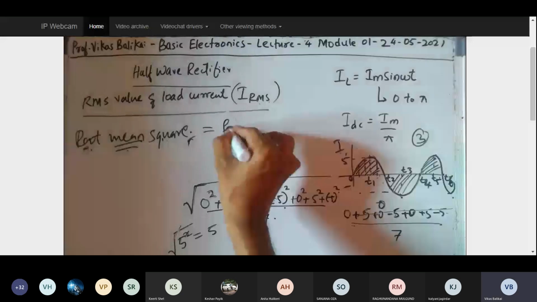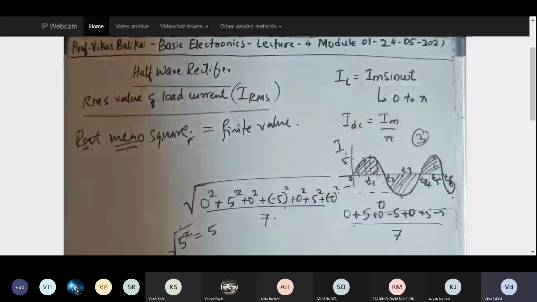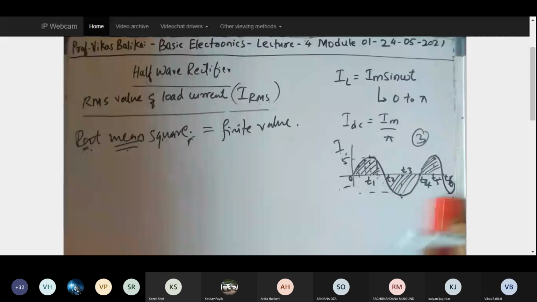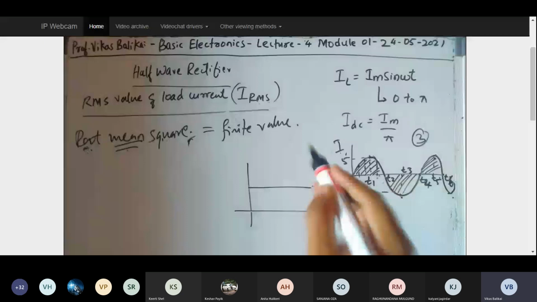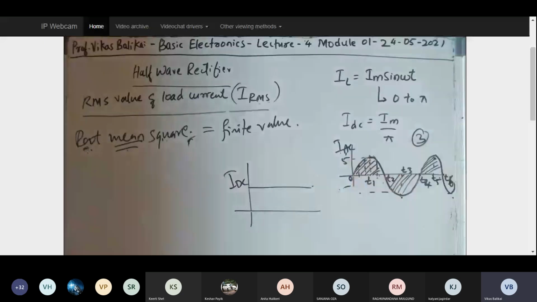So this is how root mean square is being calculated. Now, why do we do this? We do this because when I talk of any DC component, let's say this is IDC, this is IAC. Now I want to ensure that whatever the work that this current is doing, the same amount of work my AC signal also should do.